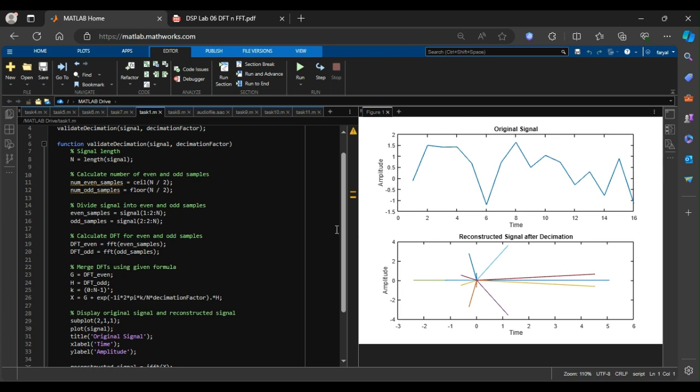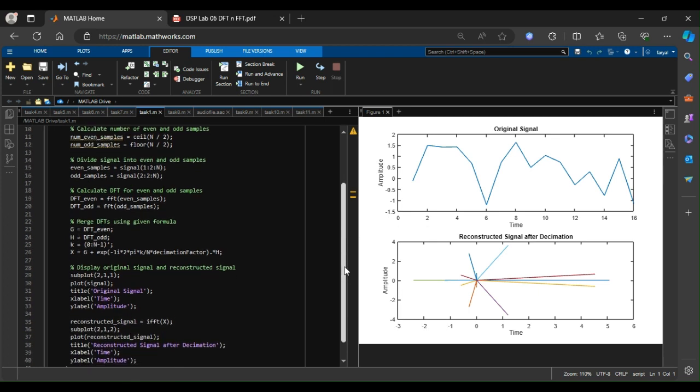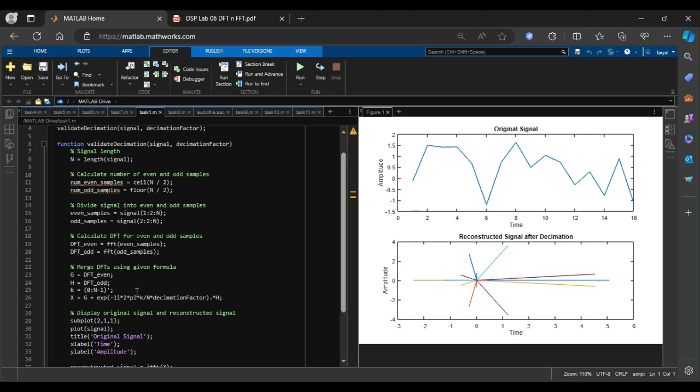Here is the formula with which we can merge them and calculate the DFT, that is X equals G plus exponential minus i 2 pi k divided by N into a decimation factor. So in the plot we will have the original signal and then the reconstructed signal after decimation for visualization. The reconstructed signal after decimation is plotted in the second subplot, and here is the output.